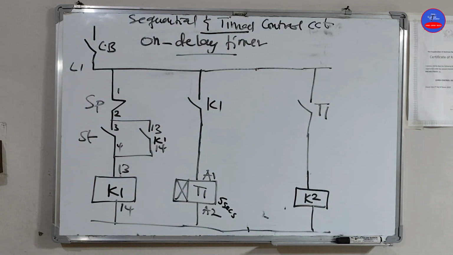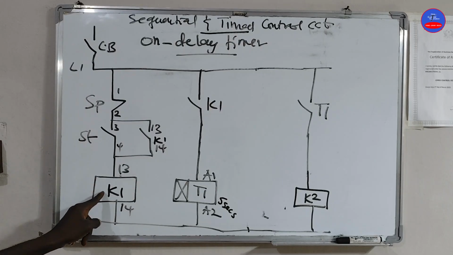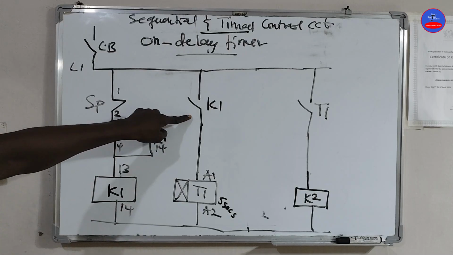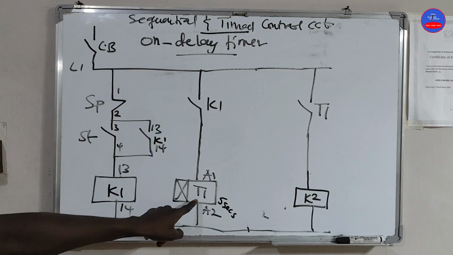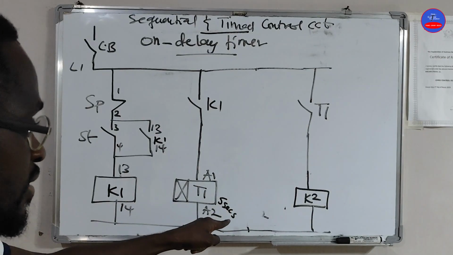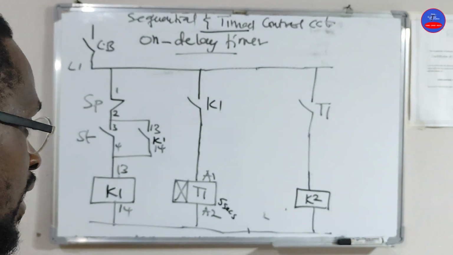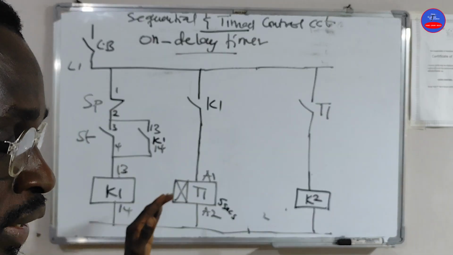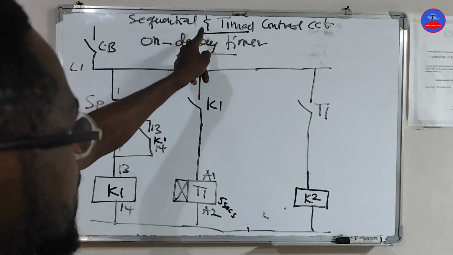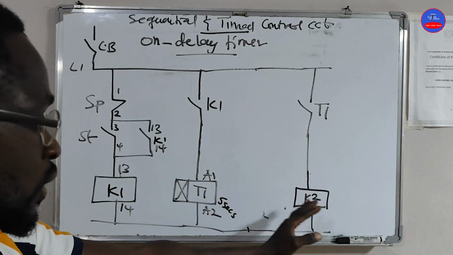So let's see here. When you press the push button, the K1 will energize. Now the K1 is motor 1. The moment it energizes, this contact will close to serve as a hold-on. This contact will also close. Then current will flow through to energize the timer, and the timer begins to count. After the 5 seconds, this contact will close, and then K2 will also come on. So it means that K1 comes on, then after some time, K2 will also come on. That's what we call a sequential and time control circuit.